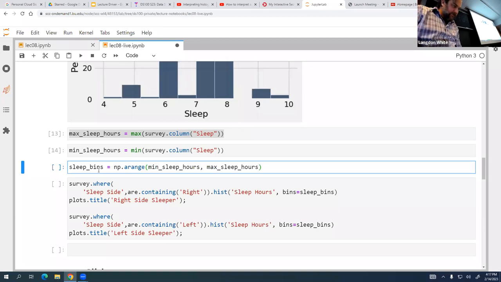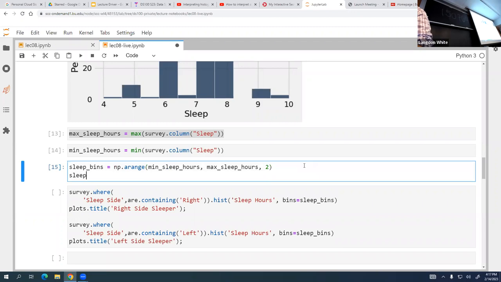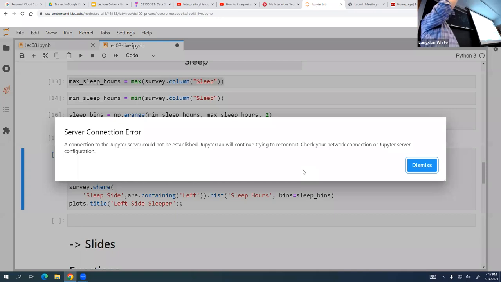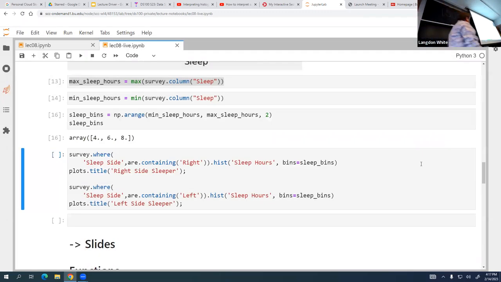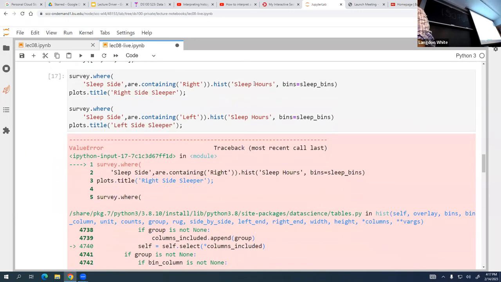But let's say we want to do this by bigger buckets, right? So now our sleep bins, actually, let me print that. So now our sleep bins are bigger, right? So now they're 2 hours wide by using that two step on the end. But now I can include it a little more easily. I don't have to actually calculate it.